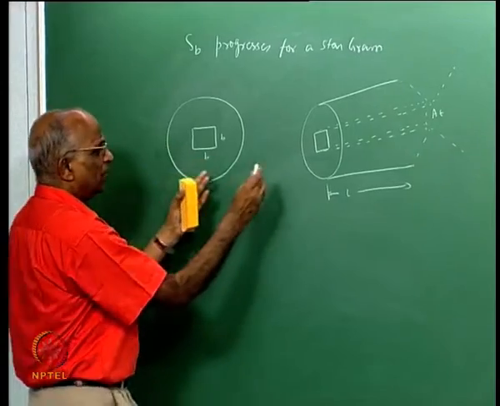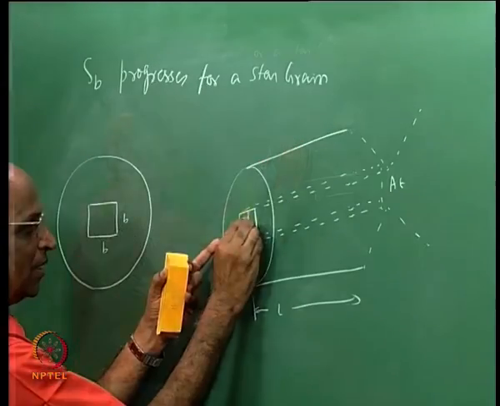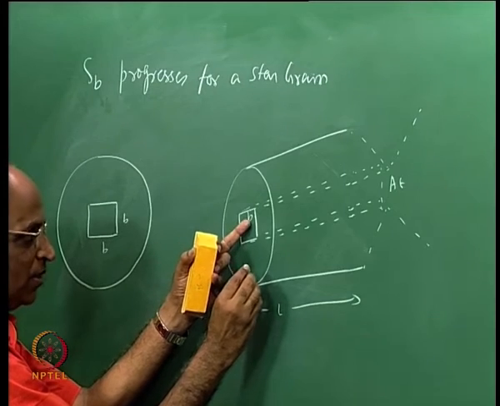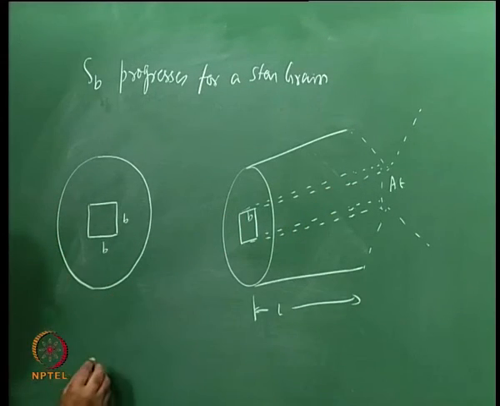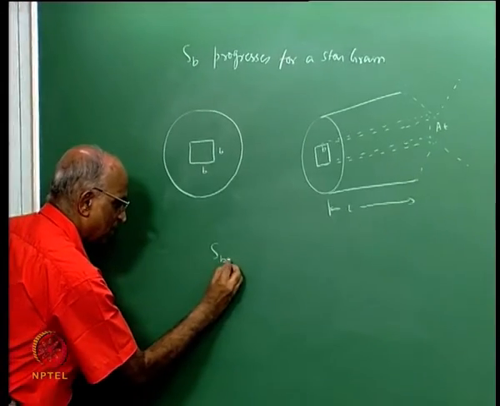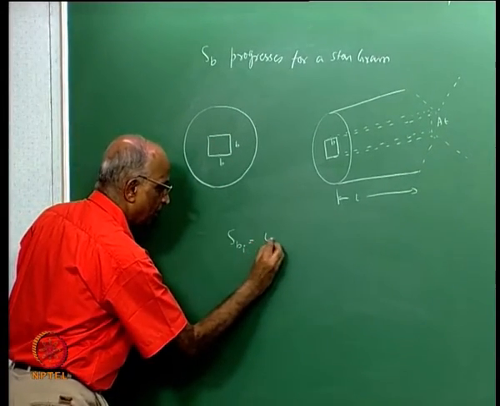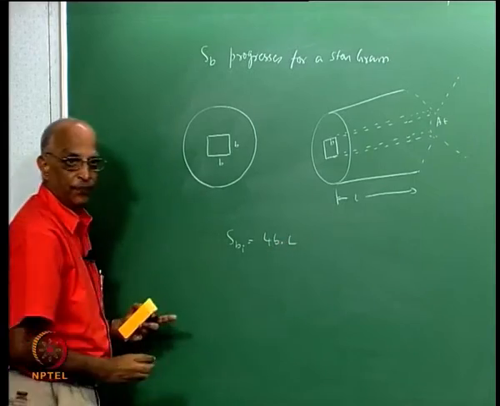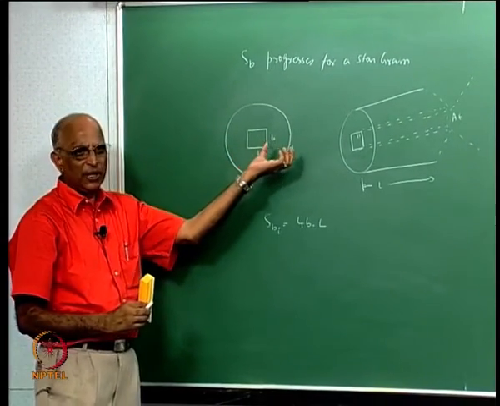In other words, I want to know what is the area of this surface. We said that the length is b, therefore the surface area is L into b, therefore the total surface area at the start of burning will be 4b, the perimeter, into the length. I think this we must visualize. If we are clear about it, we can do any problem.